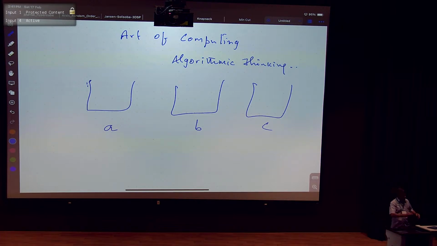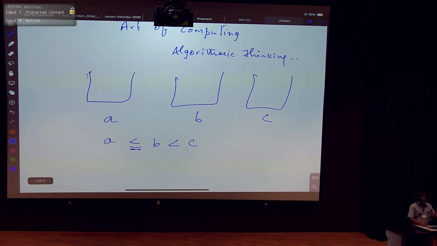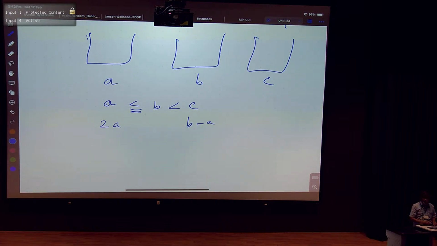Okay? Therefore, if you assume, for example, A less than or equal to B less than C, what are the possible moves you can do? This is the only move you are allowed to do. Only operation you can do is pour from a bigger one to a smaller one. So, you can pour from B to A. That way, B will become B minus A and A will become 2A. Or, you can pour from C to A. That way, again, A can become 2A and C can become C minus A, because from there you have poured over here.